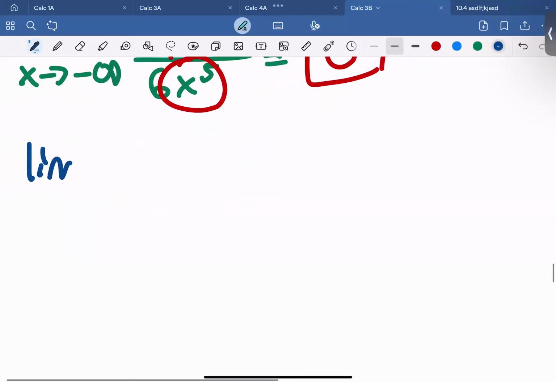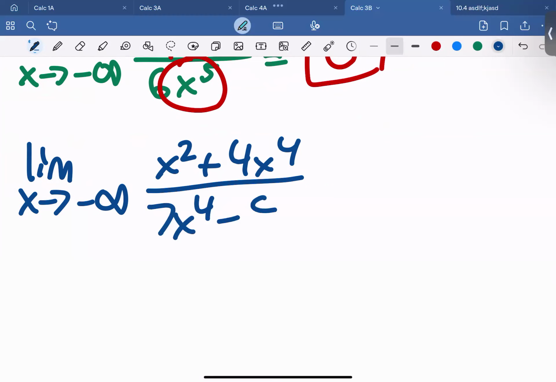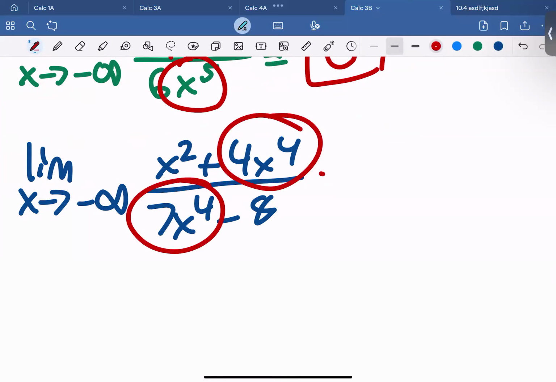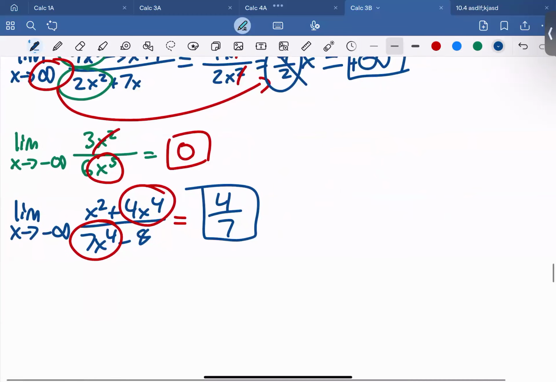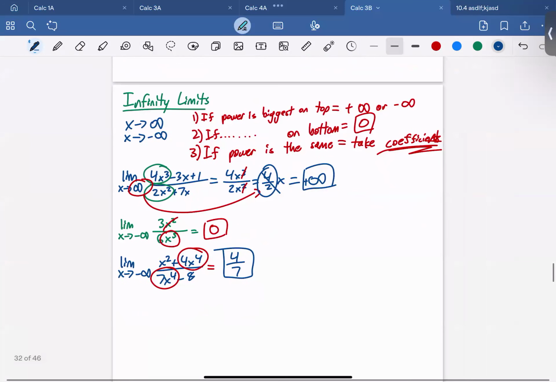Lastly, let's assume that we actually had two that were the same powers. So we had x squared plus 4x to the 4 and 7x to the 4 minus 8. Okay. Look at these. Boom. These are the same. We just want to take the coefficients. So the 4 in front of the x to the 4 on top, and then the 7 in front of the x to the 4 on the bottom. And that's it. Boom. And obviously, if you can reduce, that'd be cool. So here are infinity limits. Okay.